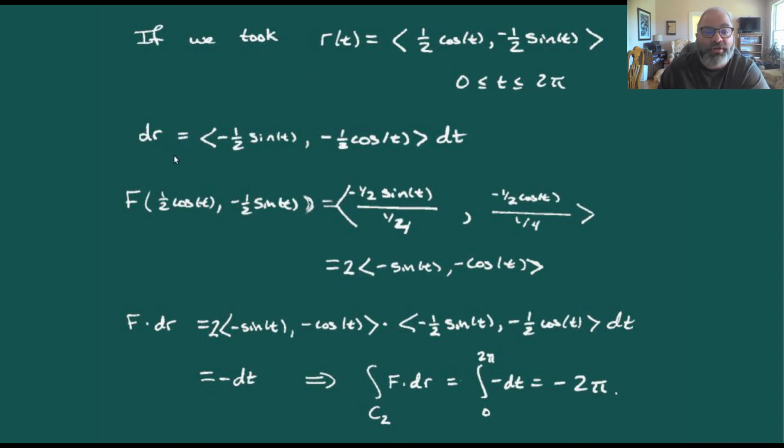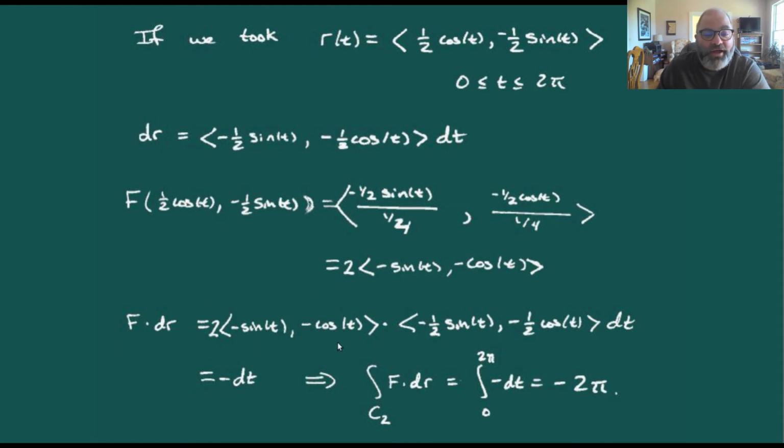So we're keeping our orientation. Computing our dr, we get a minus 1/2 sine, a minus 1/2 cosine dt. Plugging in our function values, our x value is 1/2 cosine and our y is minus 1/2 sine. We put those in there, we get a 1/4 on the bottom, a minus 1/2 on top, and so we end up with 2 times our negative sine, negative cosine.